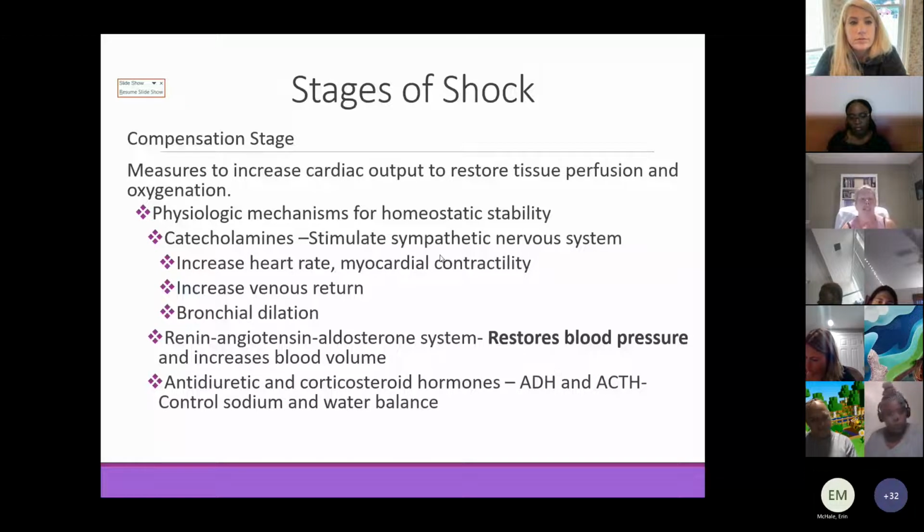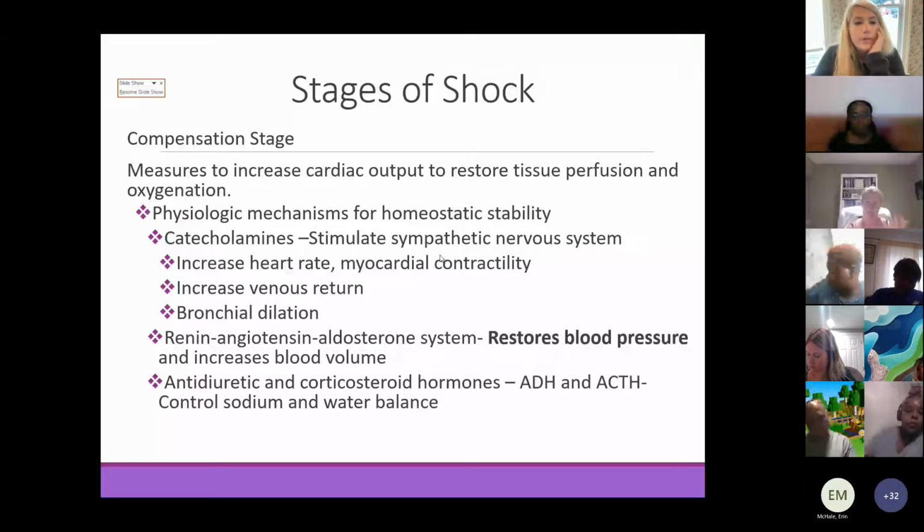We're going to see that our catecholamines come into play. They're going to help stimulate that sympathetic nervous system. We're going to increase our heart rate. We're going to increase how hard and how fast our myocardium contracts to get more blood out each time. The thought is that that's going to increase our venous return back to our heart. And then it's also going to cause bronchial dilation so that we can get more air in and more oxygen in. The renin-angiotensin aldosterone system is also going to come into play.